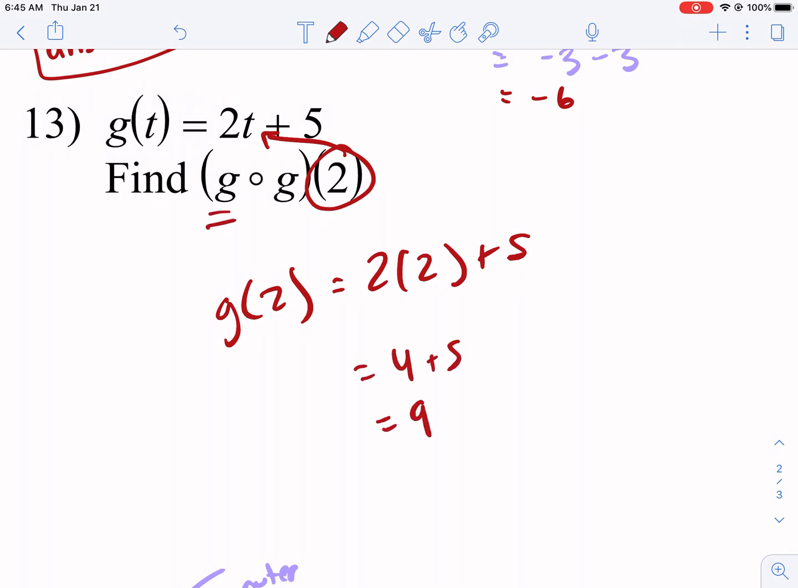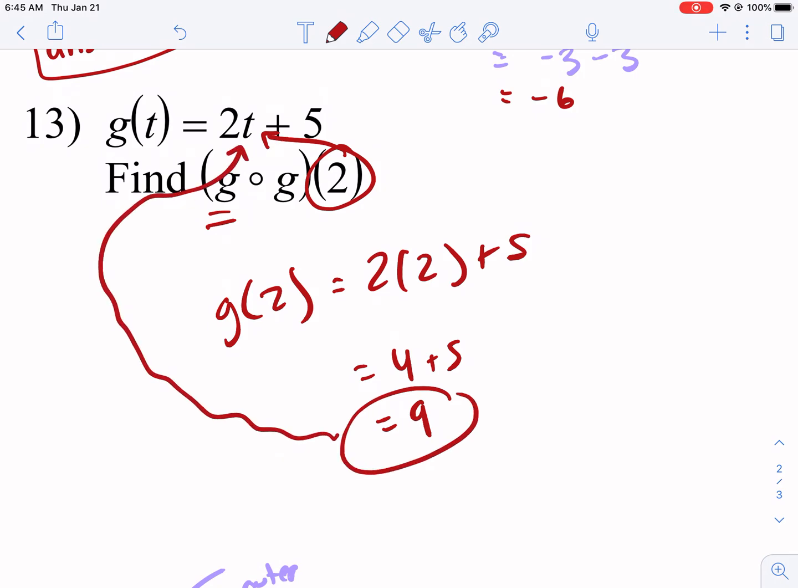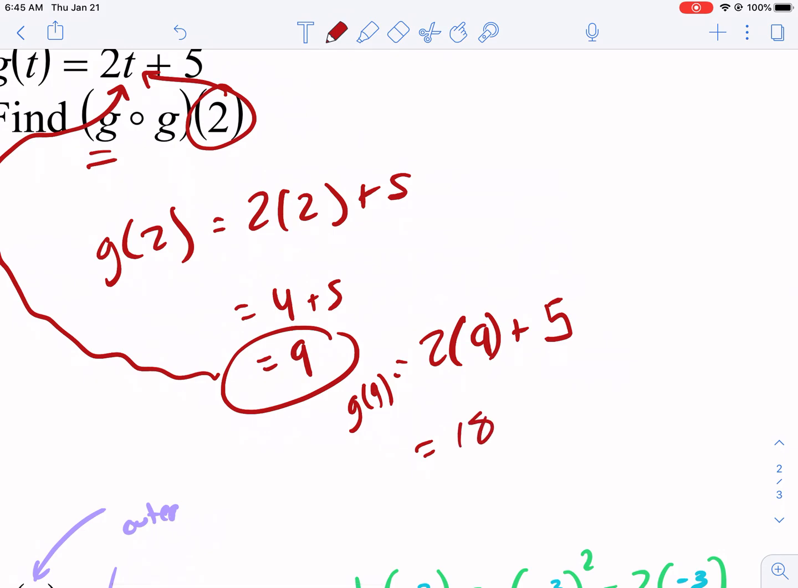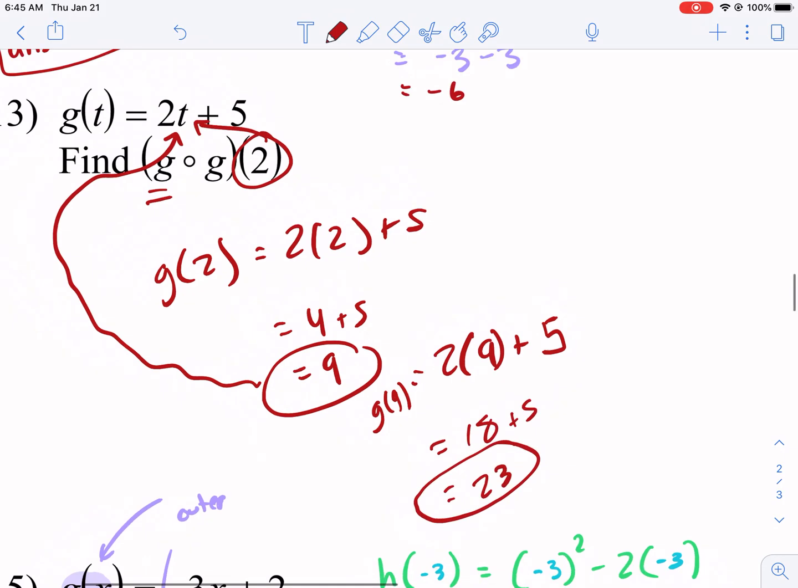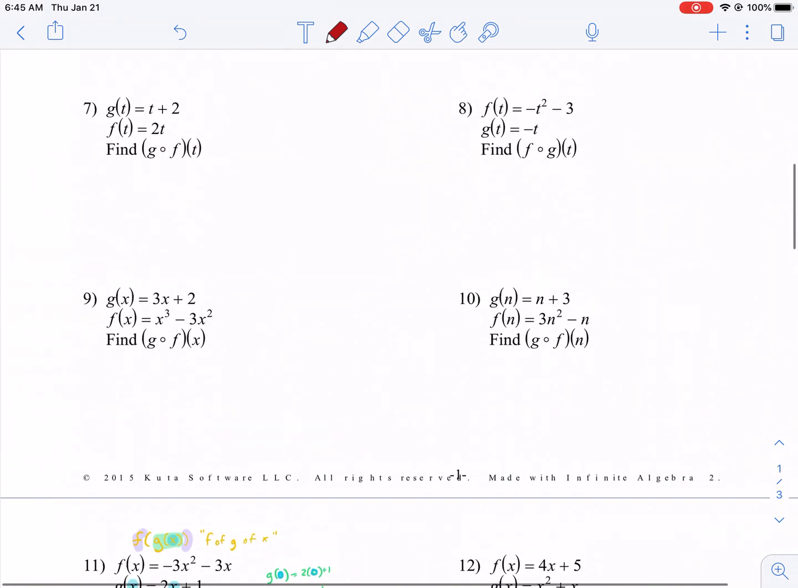Now, we're doing this again in the same function. So we're going to go over here and input it into t again into the g function. So we get 2 times 9 plus 5. Oops. And that is g of 9. This is going to give us our answer. So we get 18 plus 5, and we get 23. And that would be our final answer for that one. Okay, that was a quick freebie.